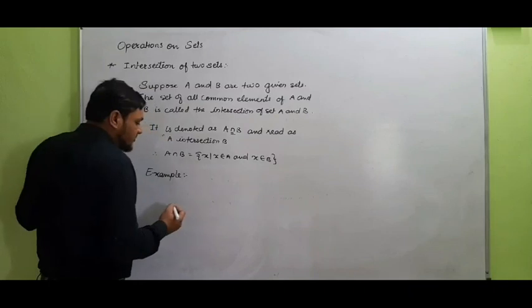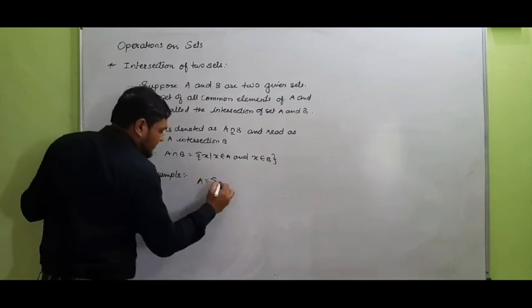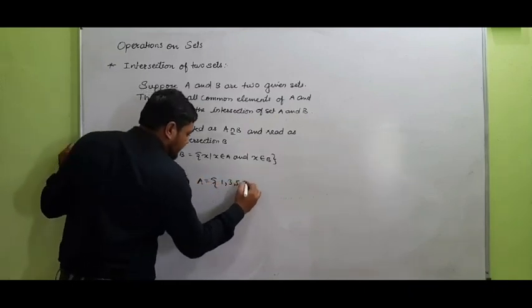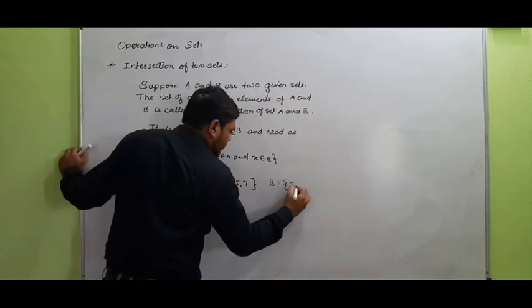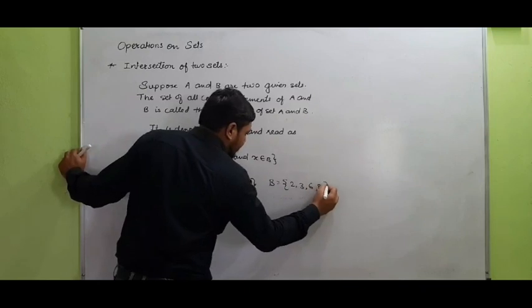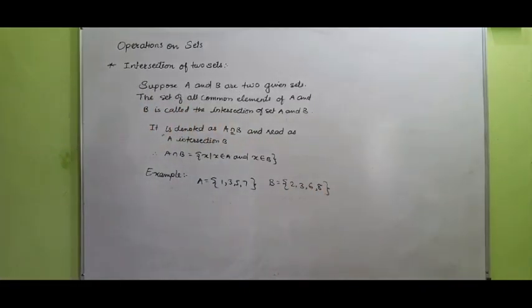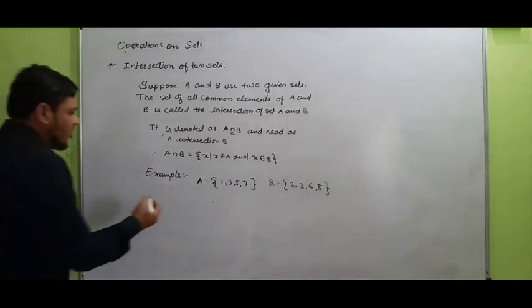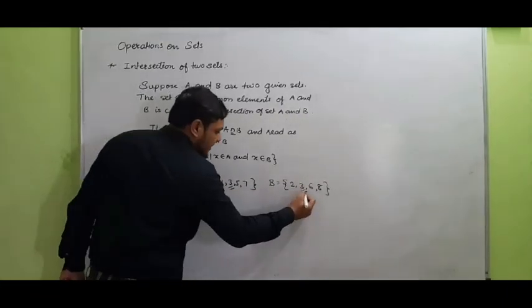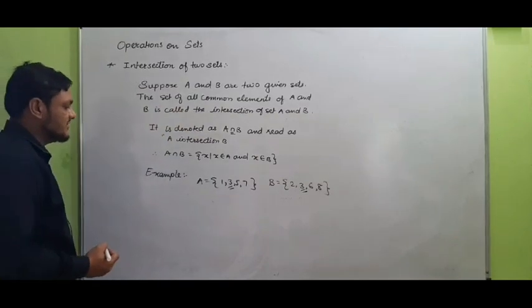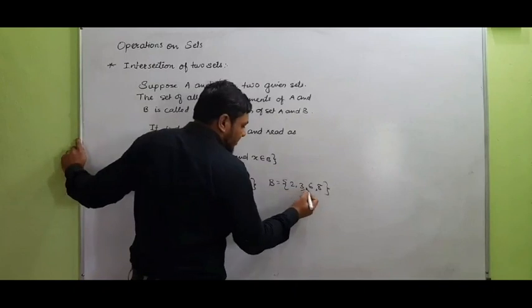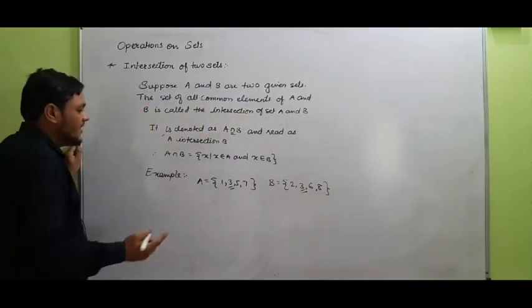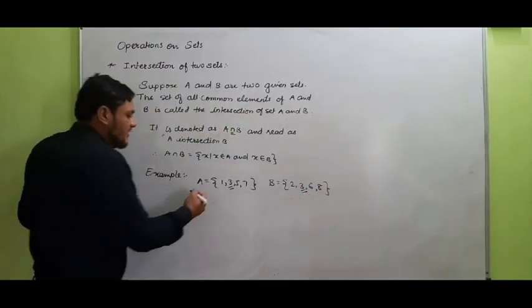Let us take two sets. I will take set A, which contains the elements 1, 3, 5, 7, and another set B, which contains the elements 2, 3, 6, 8. Students, observe these two sets. You will notice that 3 is common in both sets. Set A contains 1, 3, 5, 7 and B contains 2, 3, 6, 8, so only one element, 3, is common in both sets.